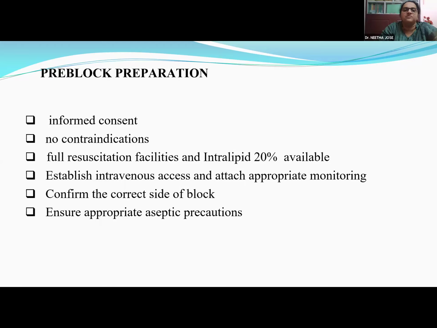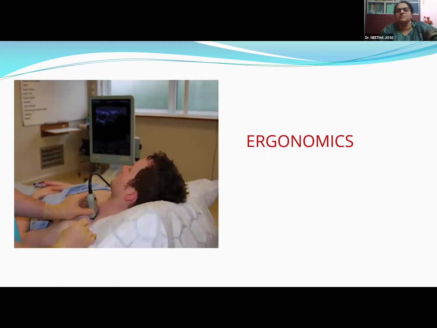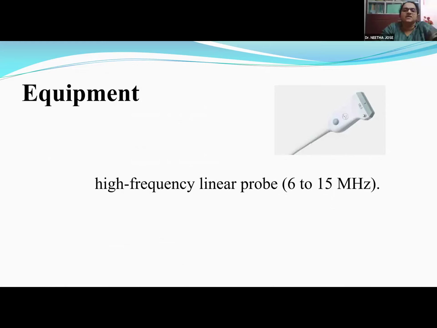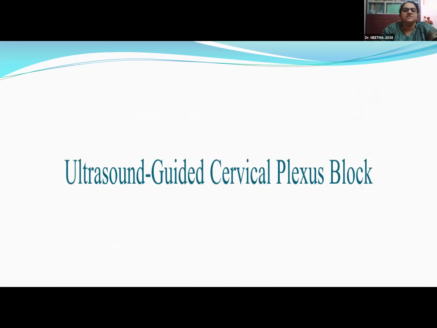The first most important thing needed is ergonomics. What is ergonomics? It is optimizing the operator's physical position and interaction with the equipment to minimize strain and improve performance. This involves proper hand positioning, aligning the monitor with the operator's view and avoiding awkward postures. This is very important for a successful block. Linear probe, that is 6 to 15 megahertz. First of all, I am going to deal with the ultrasound guided cervical plexus block.